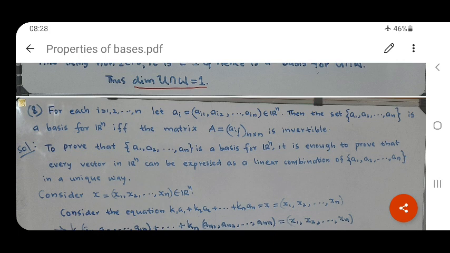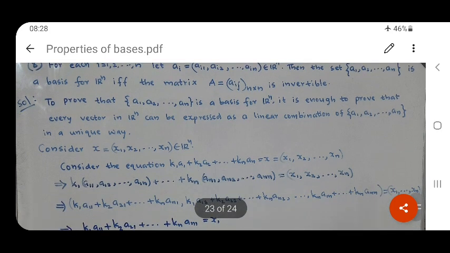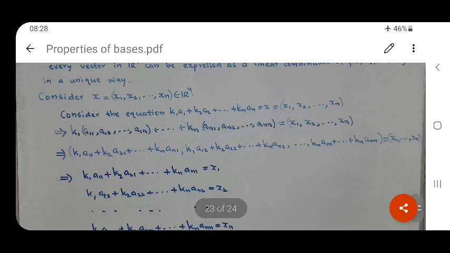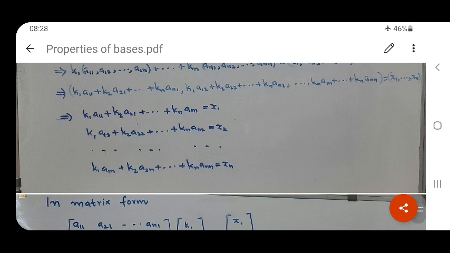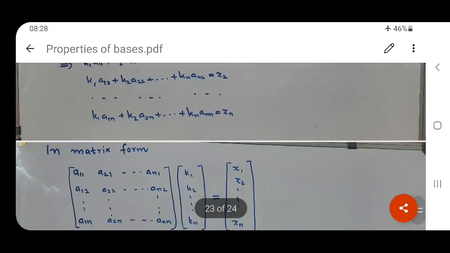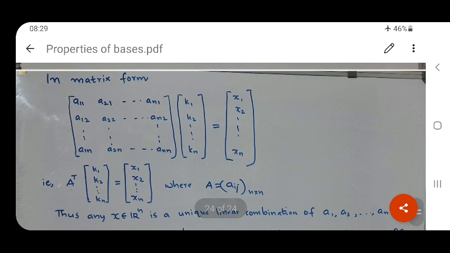So let us consider a vector x in Rn, and let us choose a linear combination which is equal to x: k1 a1 plus etc. plus kn an equal to x. So expanding this, we get a system of n linear equations in n unknowns. In matrix form, we have the matrix with rows (a11, a21, etc., an1), etc., (a1n, a2n, etc., ann) into (k1, k2, etc., kn) equal to (x1, x2, etc., xn). That is A transpose (k1, k2, etc., kn) equal to (x1, x2, etc., xn), where A transpose is the transpose of A, which is equal to aij, n by n.